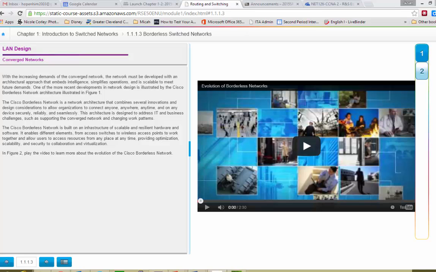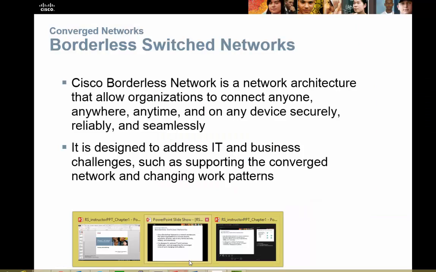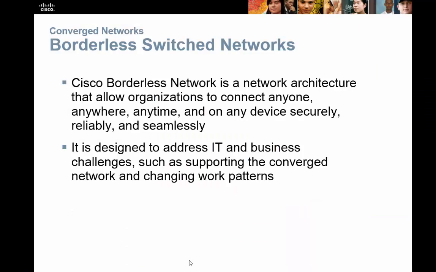Next, let's talk a little bit about our borderless switch networks. The Cisco Borderless Network is a network architecture that allows organizations to connect anyone, anywhere, anytime, on any device securely, reliably, and seamlessly. Gone are the days where everyone that works for a business is housed in the exact same location. You have people who travel for work, they need to be able to connect. You may have people who work from home, they need to be able to connect. So this borderless network is ideal for this type of situation.